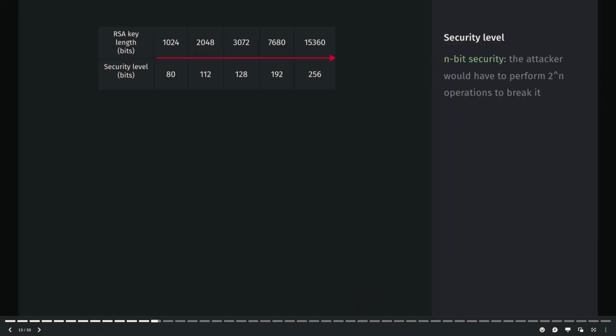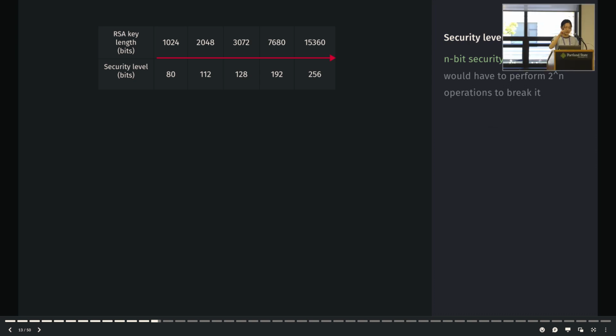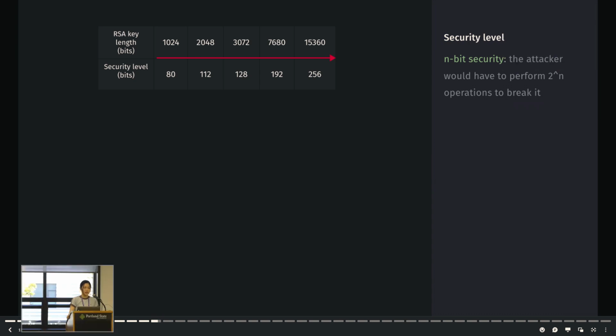So then you may want to know what the recommended key length for RSA is in PQC practice. As you can tell already, RSA key length affects the levels of security. In this diagram, you can see that as the length of the RSA key increases, the security level also increases. N-bit security, for example, 80-bit security, means that the attacker would have to perform 2 to the nth, which is 2 to the 80th operations, to break it. Therefore, obviously, longer keys will in general be safer.